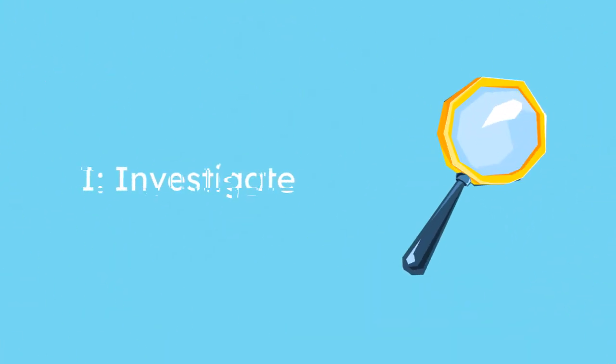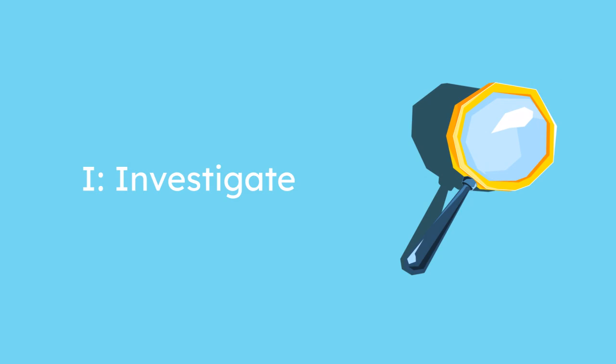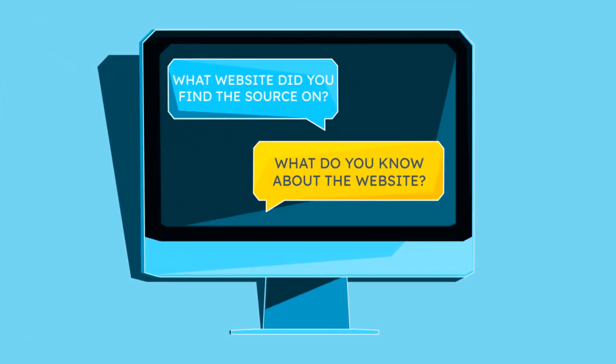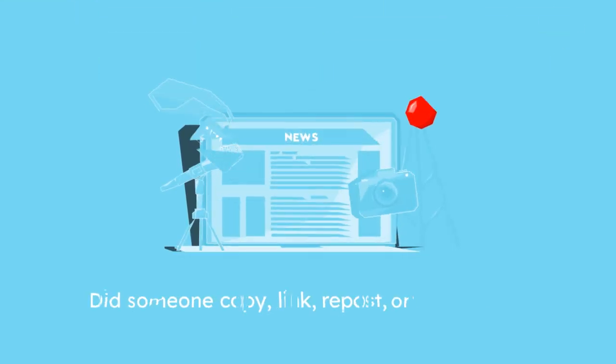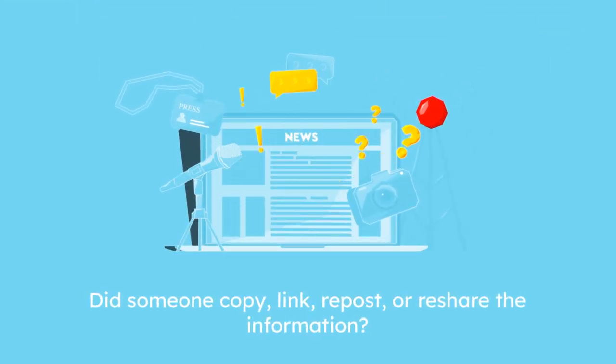The I stands for investigate the source. The next step is to learn more about the source of the information. What website did you find it on? What do you know about the website or person who published it? Is that where it was originally published, or did someone copy, link, repost, or reshare it? Investigate how reputable that source is.